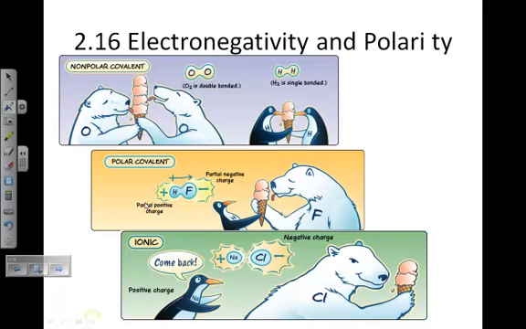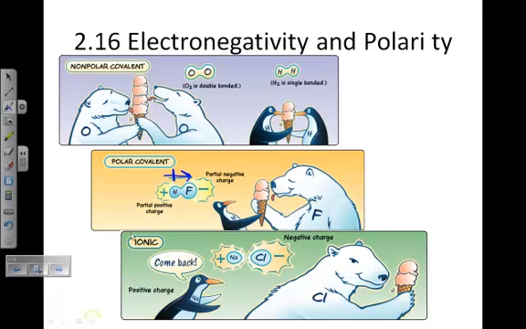Polar covalent is where there is unequal sharing, for example, between the penguin and the polar bear. The polar bear, being more electronegative, or being able to pull on electrons more, is going to get more of the ice cream, or more of the negative end, and we show this by drawing this arrow. This is the negative end, this is the positive end.